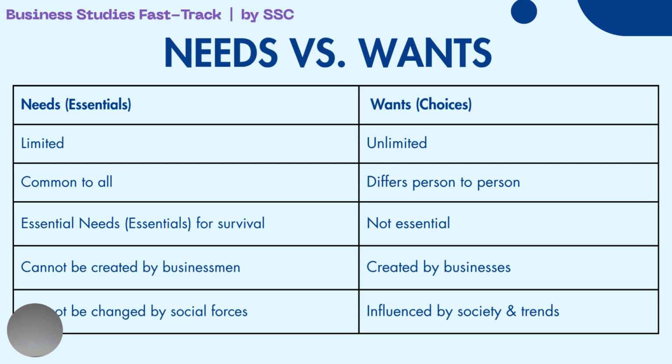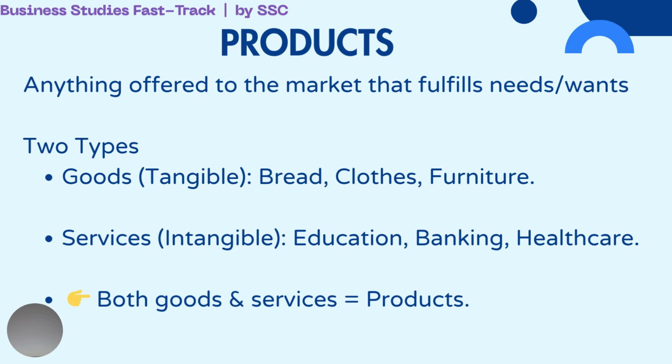Let's compare needs and wants. Needs are limited, common to all, and essential for survival and cannot be created by businessmen. Wants, however, are unlimited, differ from person to person, not essential for survival, and are created and influenced by business and society. This shows how deeply society shapes our desires.